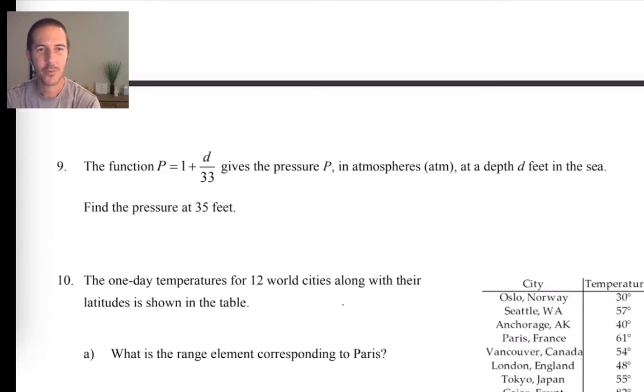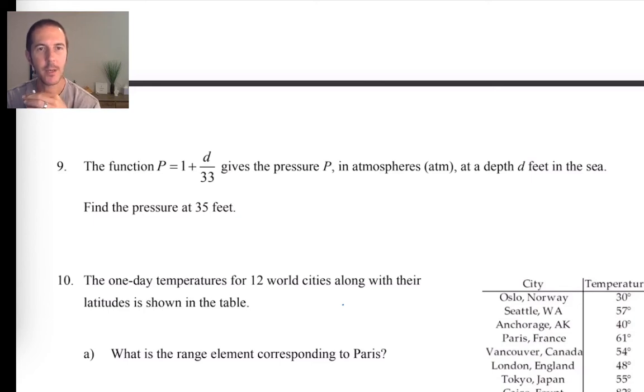And as you know from maybe diving down pretty deep into a swimming pool even, as you go down, your ears start to hurt, and that's because all that water is pushing down on you and it's trying to push into your ears. And so this function is telling us about the amount of pressure that's occurring as we go farther and farther down. And they want us to find the pressure at 35 feet.